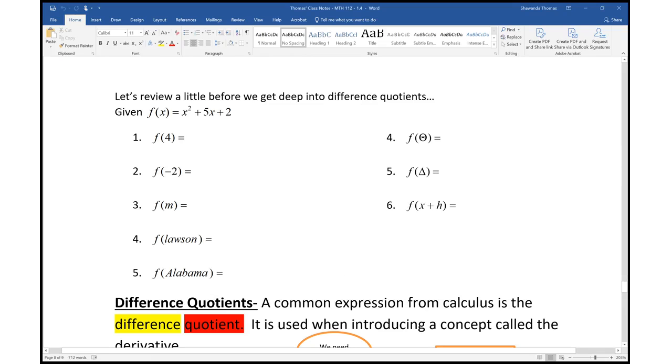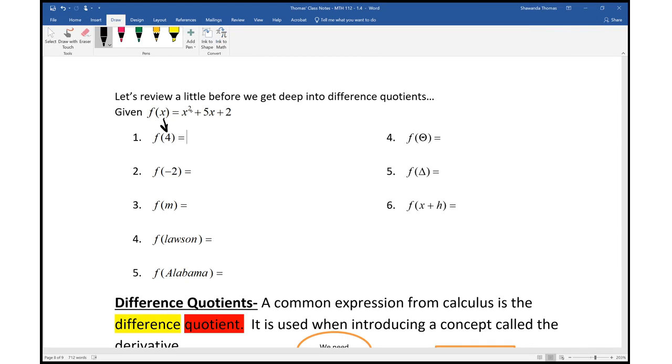Review a little before we get deep into something that's called difference quotients. Given this function, x squared plus 5x plus 2, how would you find f of 4? Well, all we're doing here is evaluating the function. So wherever you see an x, you're going to replace it with a 4.